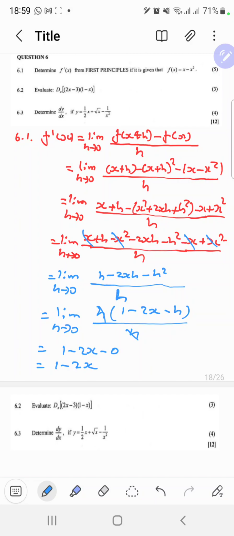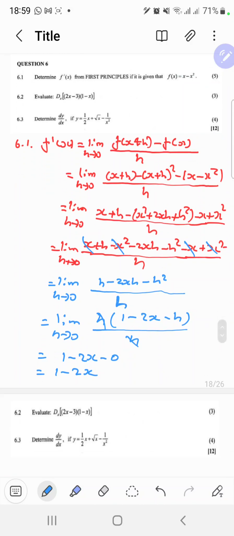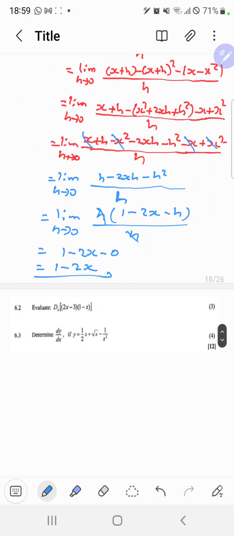Okay, so it makes sense, right? Yes, it does, because when you differentiate using the power rule here, you're going to get 1 minus 2x. Okay, so this is sorted. Not a big deal. Okay, so we go for 6.2.